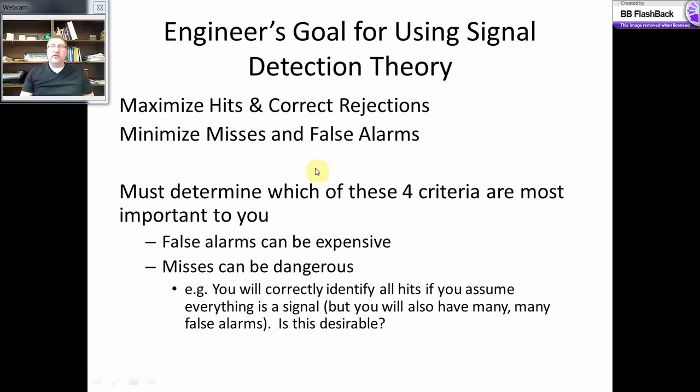So what do we do again as engineers? Well, we want to maximize hits and correct rejections. We want to minimize misses and false alarms. Here's a few ways of looking at it. False alarms are quite often expensive, because you have to act like they're real until you find out for sure if they're not. Again, think about the bomb on the plane thing. How expensive is it to, oh no, we've got a false alarm.